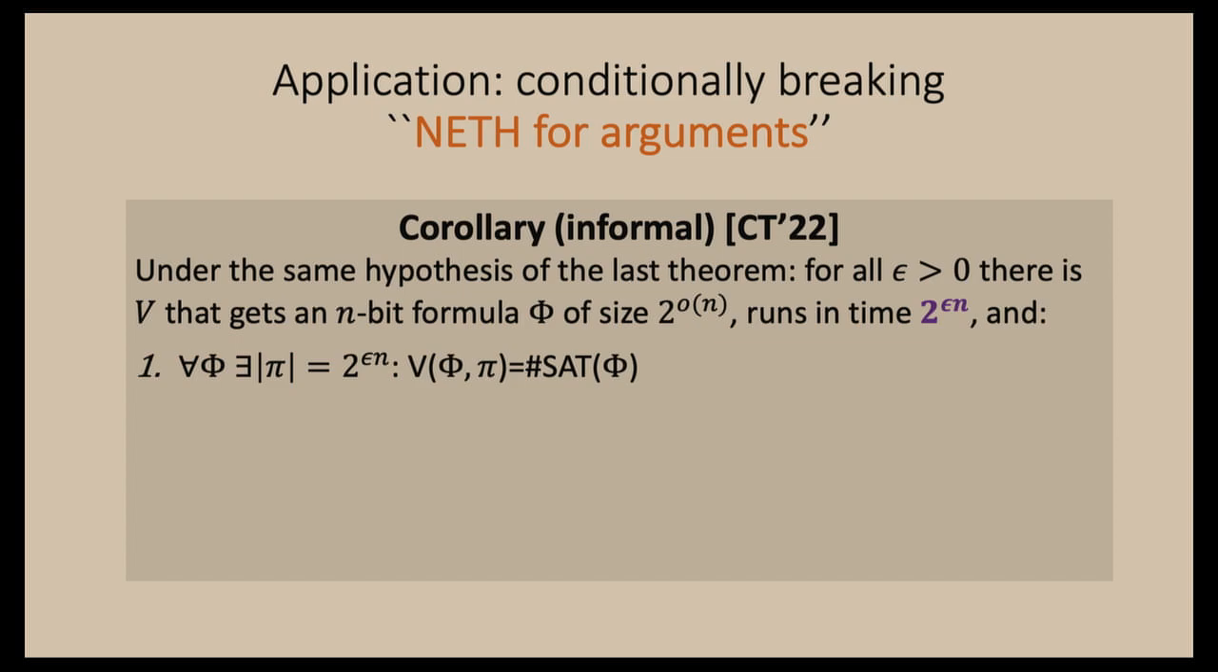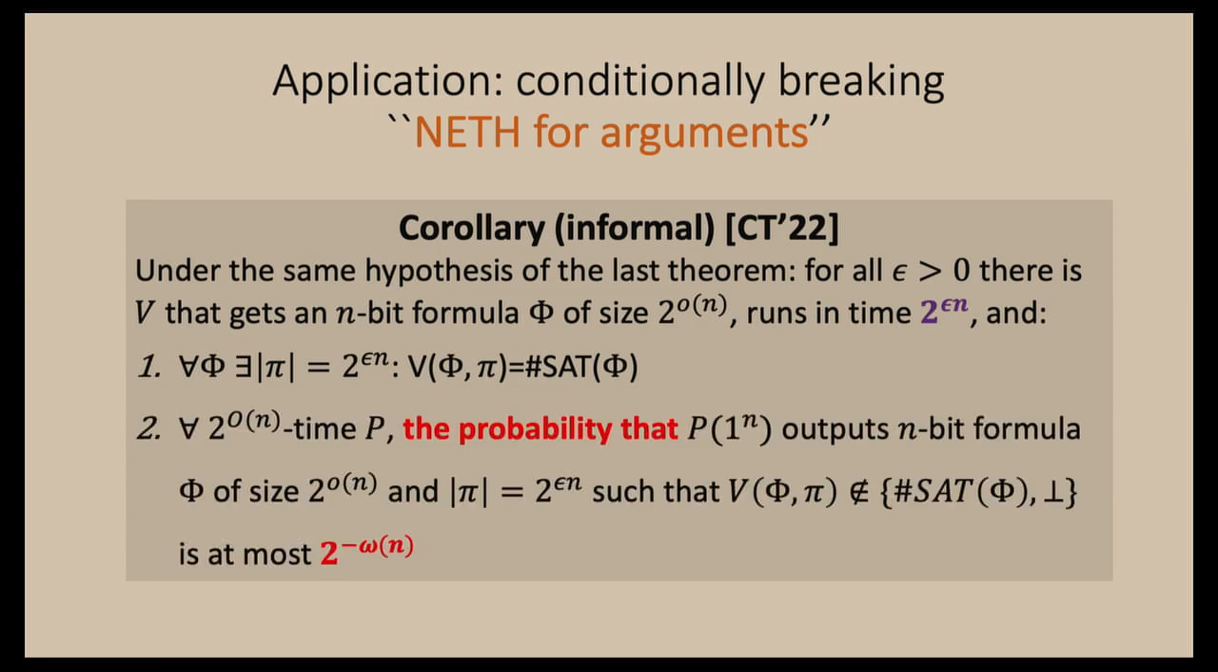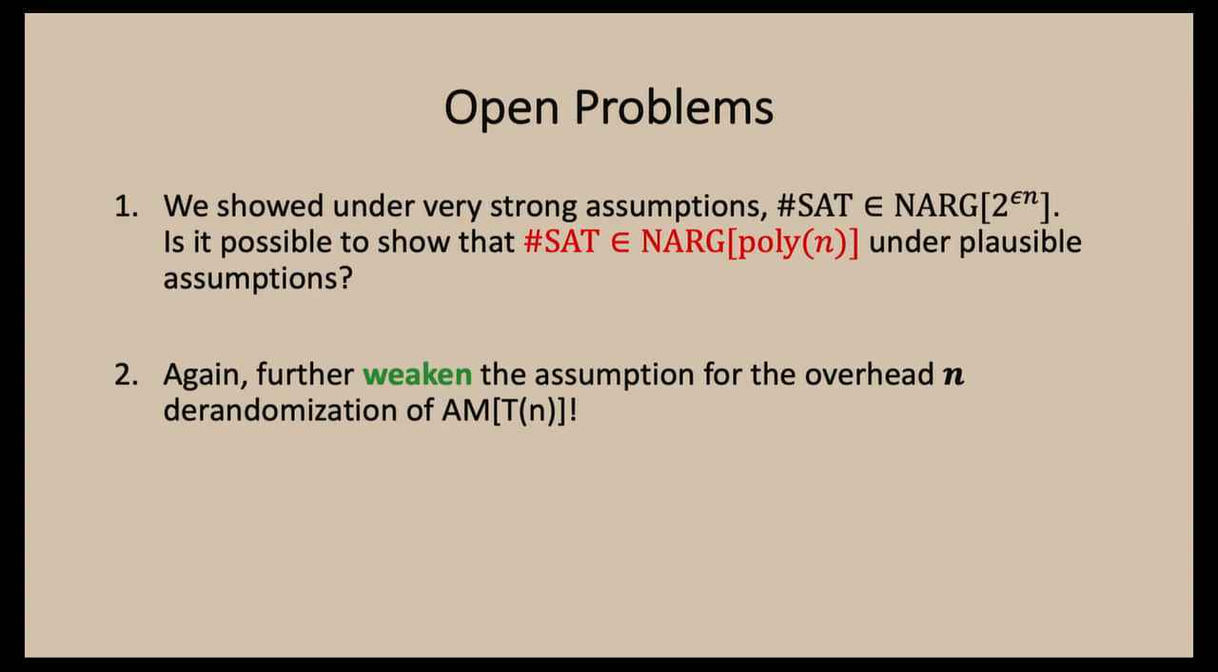first, there exists a 2 to the epsilon n size proof convincing you of the correct number of satisfying inputs of phi. And for every polynomial time, or 2 to the o time, adversary P, P cannot find a bad input and a bad proof to convince you of something wrong. So we either reject it or accept the correct answer. So this verifier runs in only 2 to the epsilon time, but can convince you of the correct number of satisfying assignments of a given formula. Okay, I guess I should stop, but I'll end with the open questions.